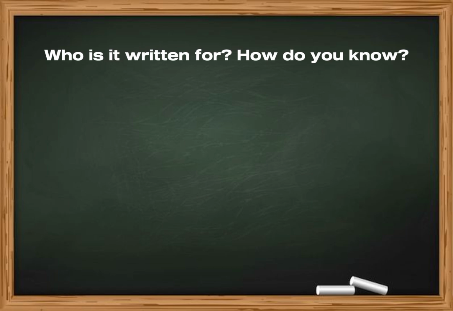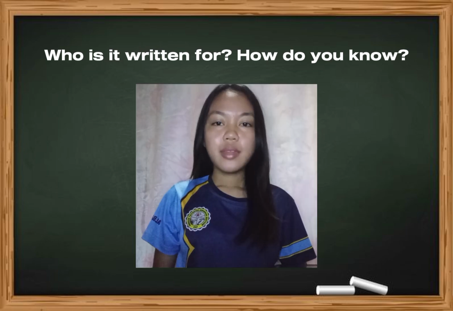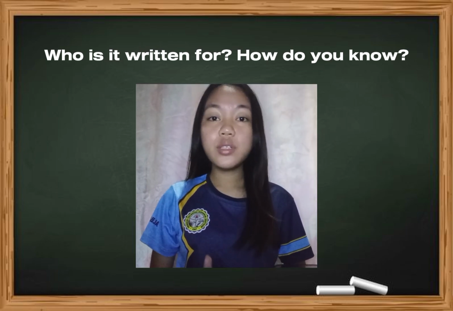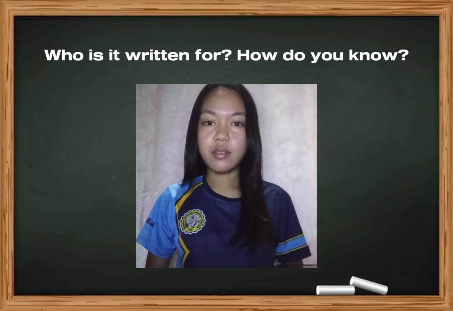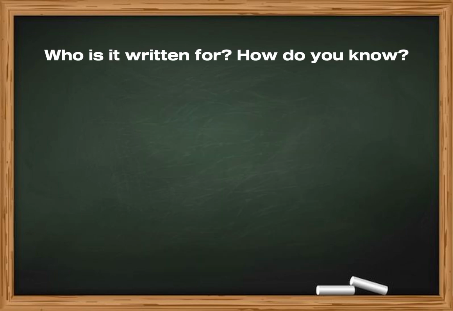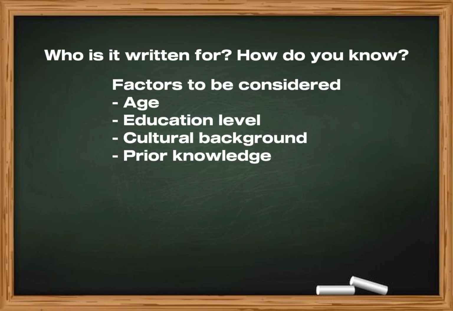Who is it written for? How do you know? Identifying the intended audience is essential for understanding how the text is crafted. Authors tailor their writing style, vocabulary, and level of detail to suit their target audience. Consider factors like age, education level, cultural background, and prior knowledge.